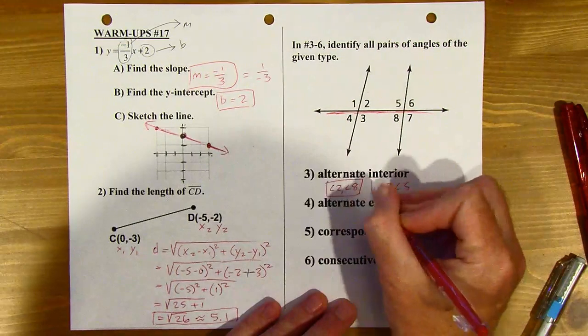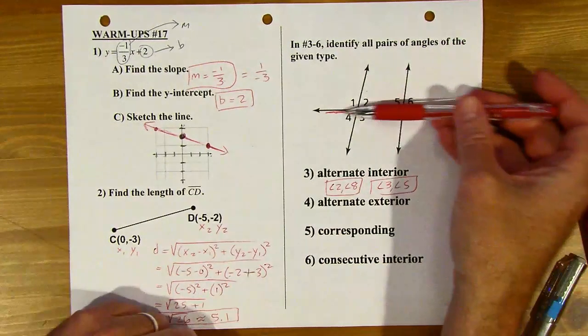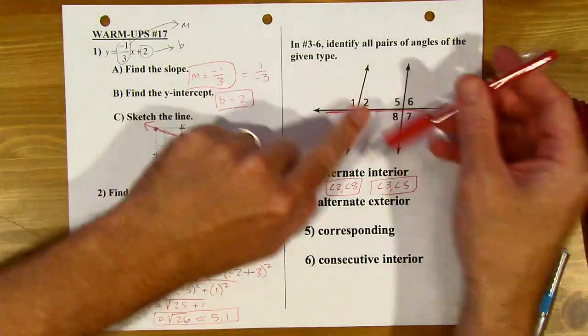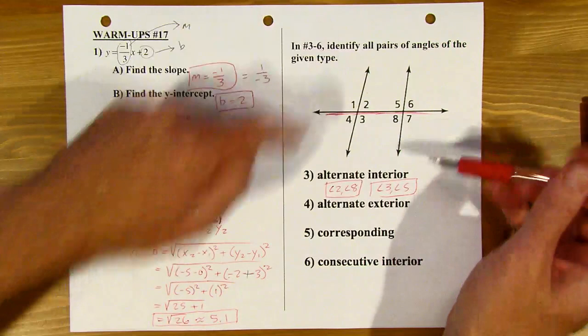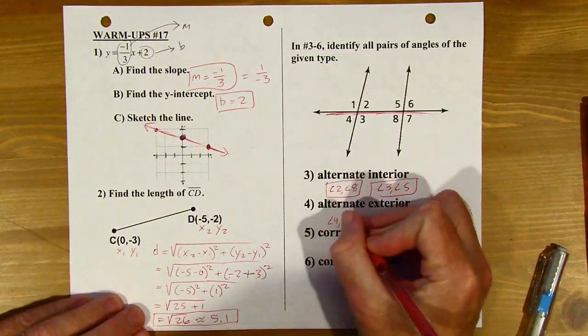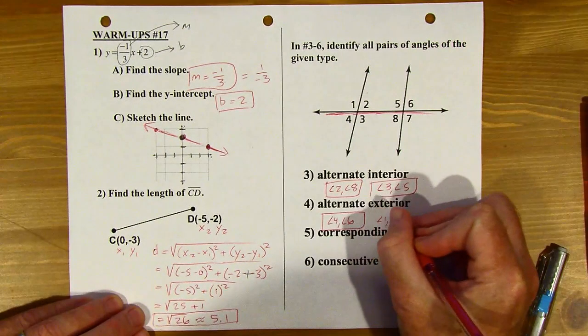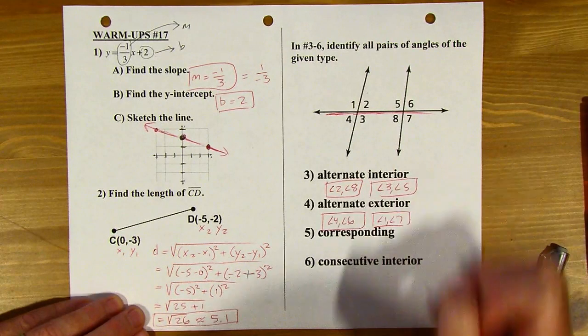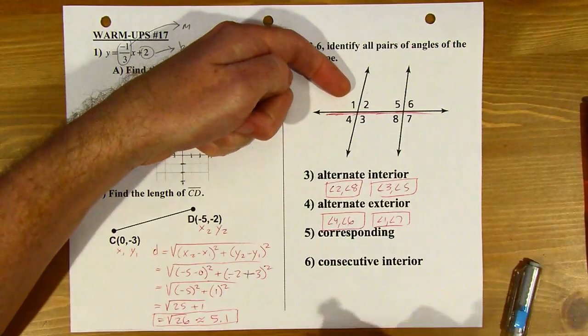So here I'll box my pairs like that so I can show which pairs, okay? Alternate exterior angles, so I want different sides of the red line again, but I want outside the tracks. So 4 and 6 would work, or 1 and 7. So there's one of my pairs, or that, okay?